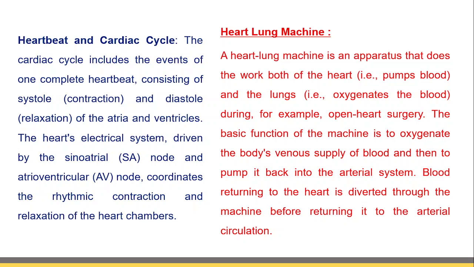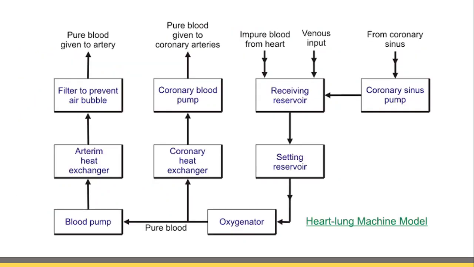During open heart surgery, the majority of heart-lung machines are used. The basic function of the machine is to oxygenate the body's venous supply of blood, and then to pump it back to the arterial system. Blood returning to the heart is diverted through the machine before returning to the arterial circulation.